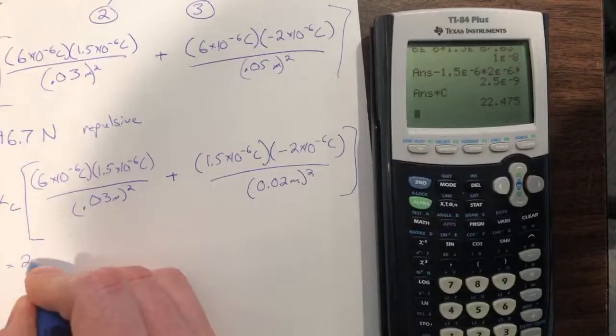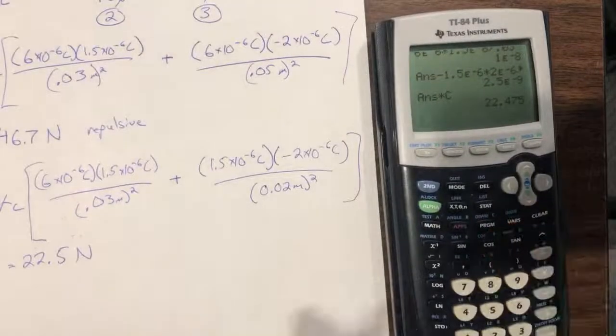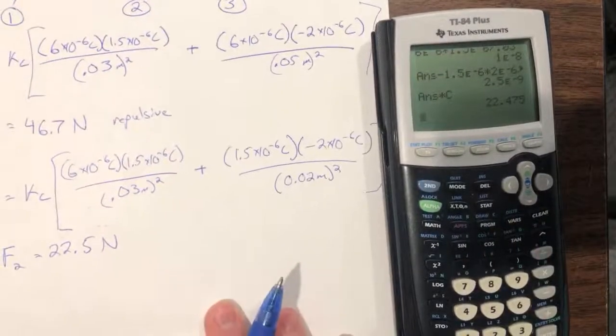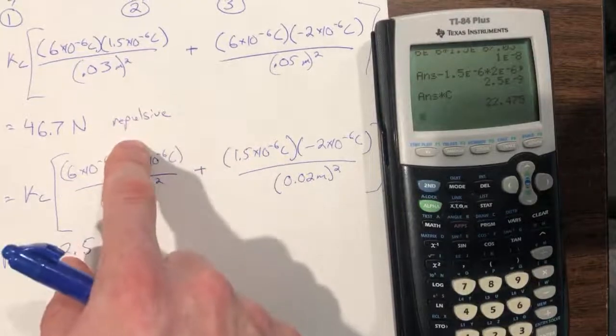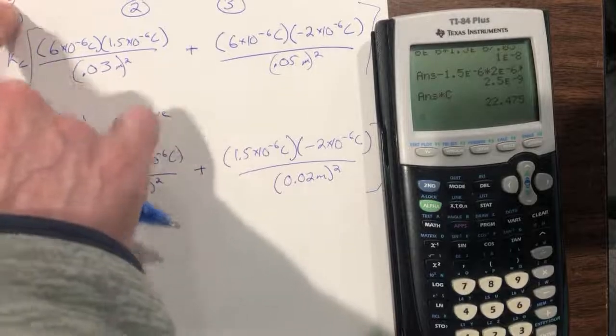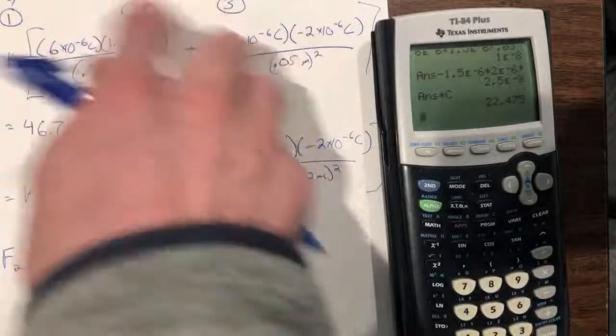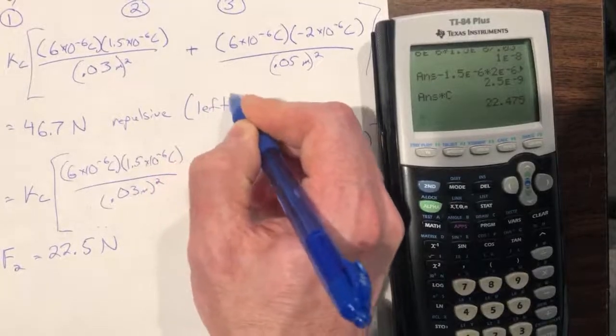F2 equals 22.5 newtons. All right, so what's going on? What do we do in terms of the direction on these? The first one we said was repulsive, and that was a positive value, okay? Let's make some sense of that. That repulsive force means that this is being repulsed by overall these, so it's going to go to the left.